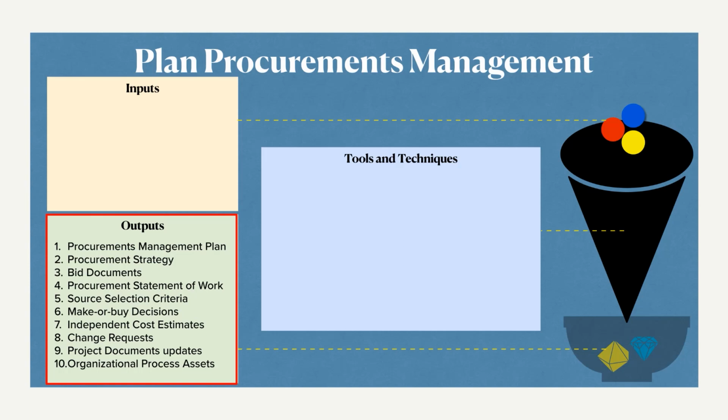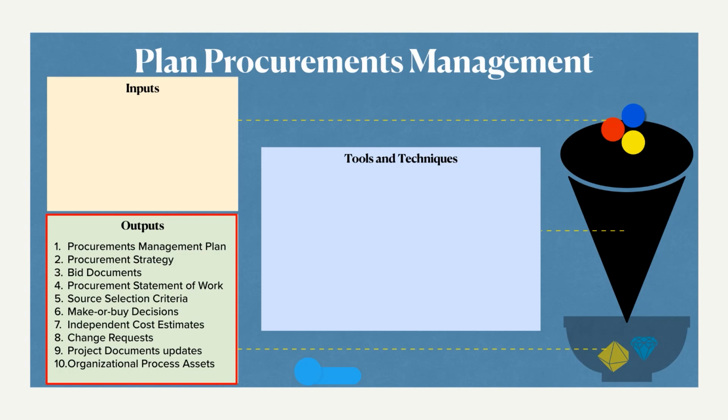So such experts are consulted to estimate the cost, just to compare whether our estimation and the third party's estimation are the same or not. So we also have to gather information, and as an output of this process, all the change requests, anything that has changed due to the procurement process, have to be recorded, and all the relevant project documents have to be updated.